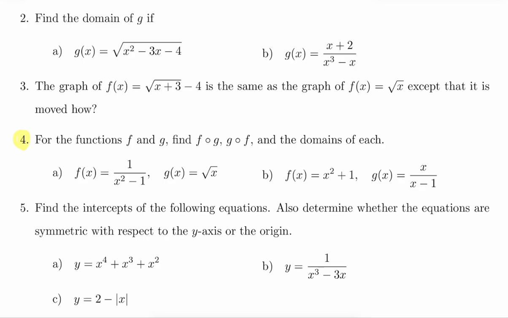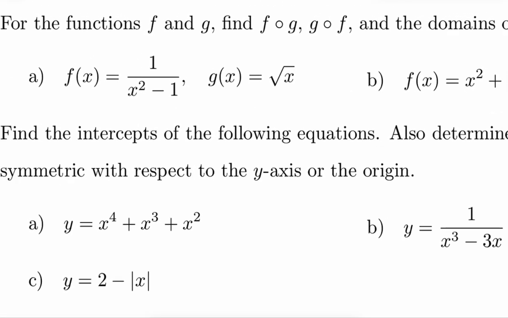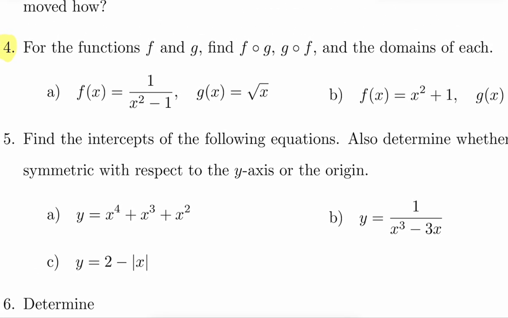The first thing I'm going to ask you on the test is about just function composition. You guys know how to do that. So let's start with number 4, f of g and g of f and the domains. Now, remember, f of g, you are going to put the g function into the f function. So in this case, our g function is the square root of x. So it's 1 over the square root of x squared minus 1. Now, when you square that square root, it's just 1 over x minus 1.